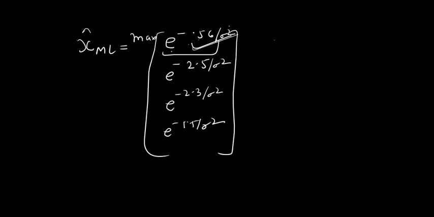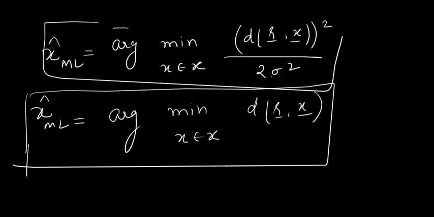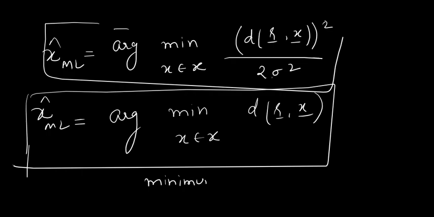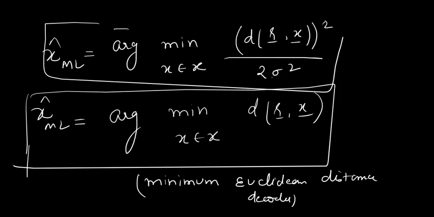The arguments are 0.56, 2.5, 2.3, 1.5. This will give this, right? So it is the same thing. So why not just minimize the argument? It is called the minimum Euclidean distance decoder. Why Euclidean? It's a minimum distance decoder, and Euclidean means x1 minus x2 whole square plus y1 minus y2 whole square. There are various distances defined in the literature, but this is the natural distance which we use to evaluate the distance between 2 points, and it is called Euclidean distance.